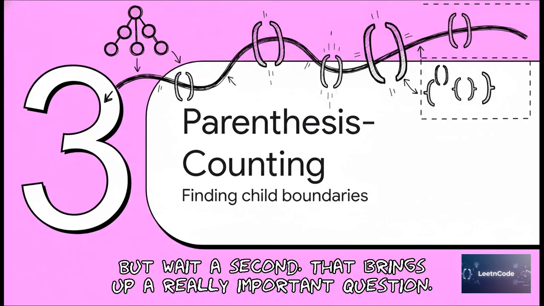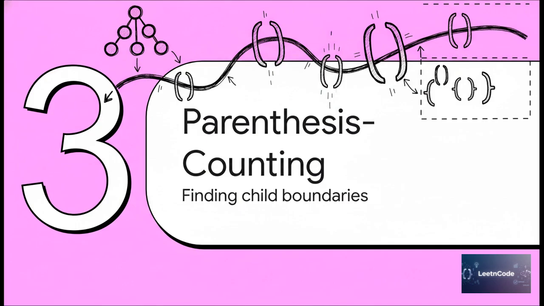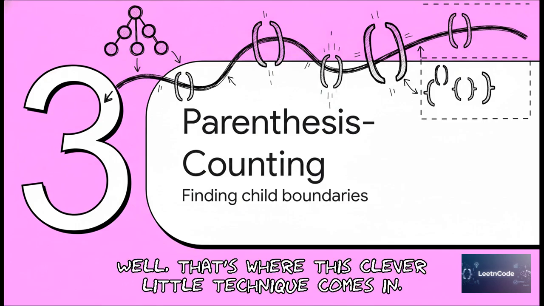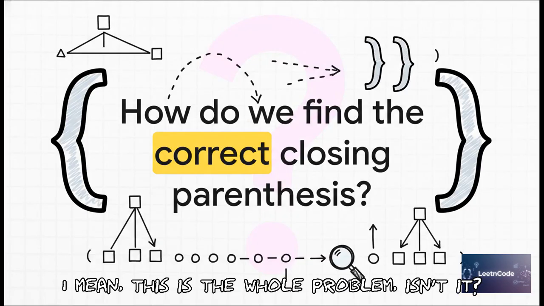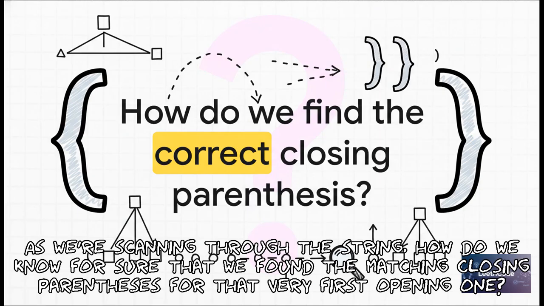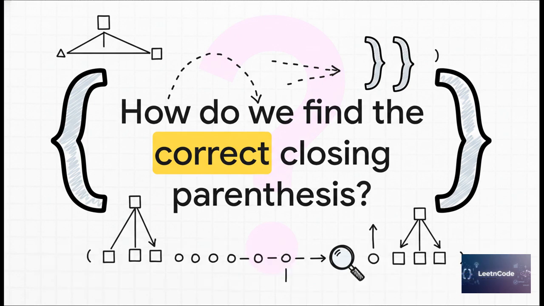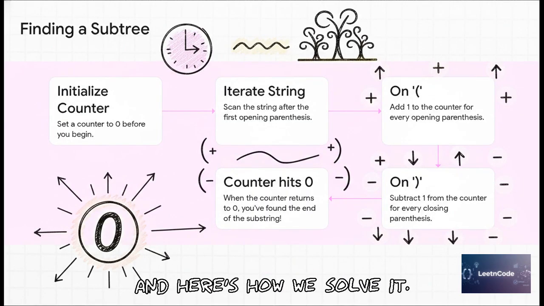But wait a second, that brings up a really important question. How did we know exactly where the string for the first child ended and the next one began? Well, that's where this clever little technique comes in. I like to call it the parentheses counting trick. I mean, this is the whole problem, isn't it? As we're scanning through the string, how do we know for sure that we found the matching closing parenthesis for that very first opening one? If we get that wrong, we can't separate the left subtree from the right one, and the whole thing falls apart.